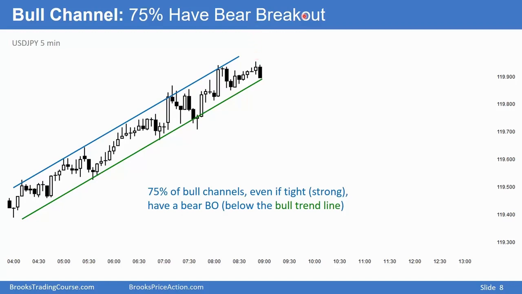Breakout, and then another channel, and eventually a trading range. As strong as this bull trend is, we got a bear breakout. The bear breakout was not a bear trend. It was a sideways tight trading range, and that is common. But it's still a bear breakout. Here's the bull trend line, the bottom of the channel. And by the market simply going sideways, it broke below the bottom of the channel.